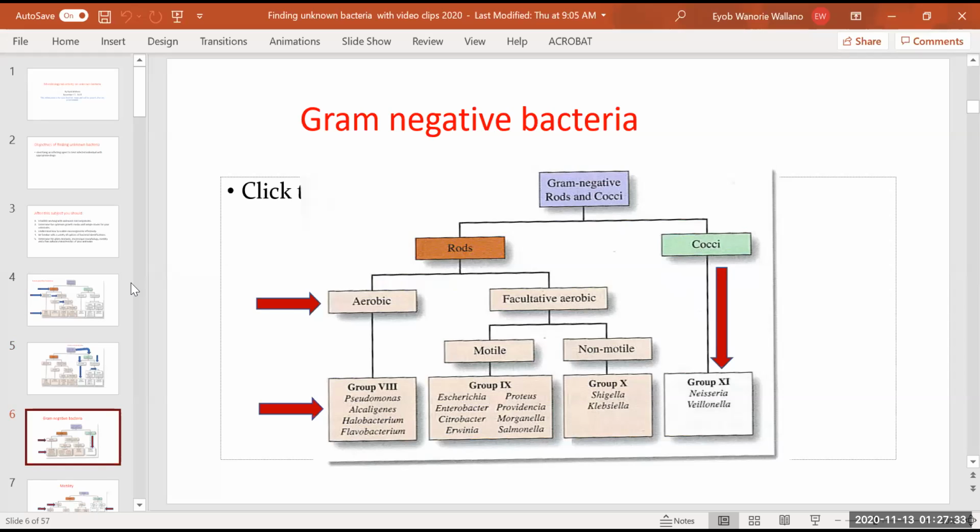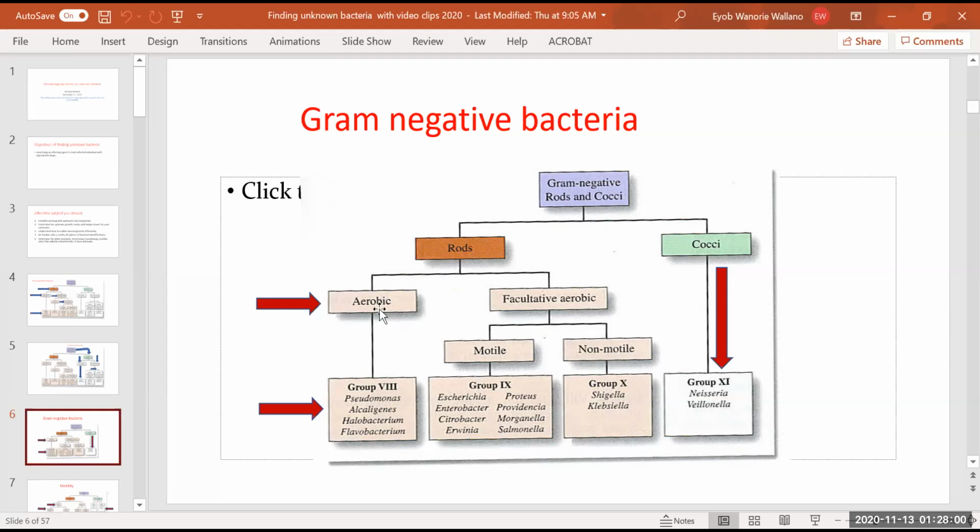Look now, in gram-negative ones, it is not easy to memorize them. So what we need to know is gram-negative bacteria, which are rods and then cocci. From the rods, which one do we need to know? Aerobe, and did we study Pseudomonas aeruginosa? No. But Pseudomonas is one of the rod bacteria, aerobic.